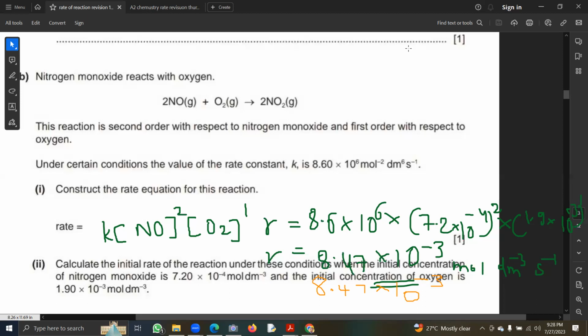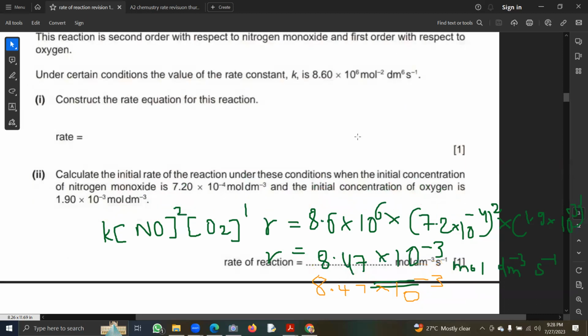Should we write this with the question number? Yes. This part, the answer is there. No, they gave the unit, mole per decimeter cube. They gave the unit.